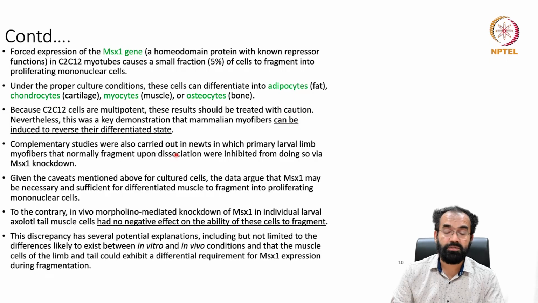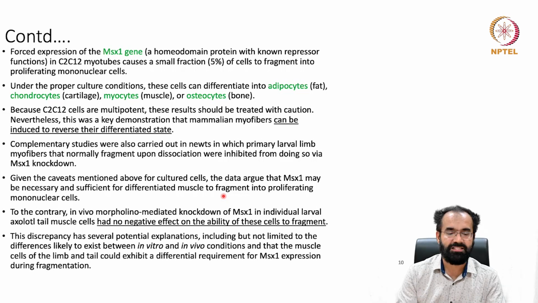Complementary studies were also carried out in newts, in which the primary larval limb myofibers normally fragment upon dissociation, where they are inhibited from doing so via MSX knockdown. If you don't allow MSX to be there, then the blastema formation will be jeopardized. Given the caveats mentioned above for cultured cells, the data argue that MSX1 may be necessary and sufficient for differentiated muscle to fragment into proliferating mononuclear cells, which is a necessity for the blastema formation.